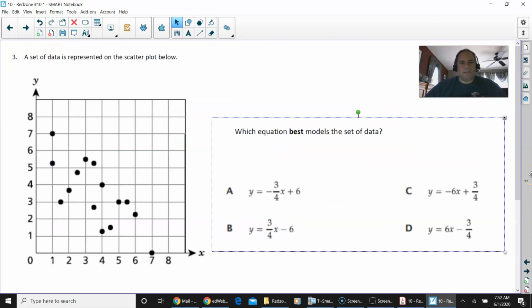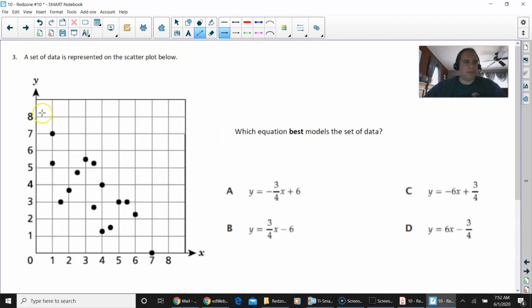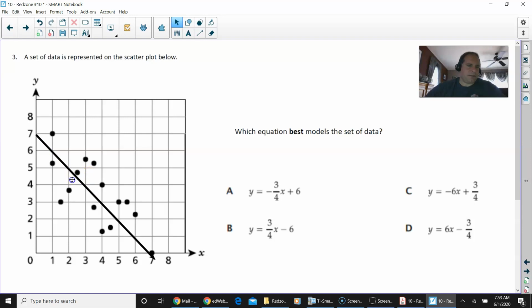So number 3 gives you another scatter plot, and it asks you which equation best models the set of data. First off, one step at a time. The first thing I do is to draw my line of best fit. I'm going to draw my line of best fit right about there, and I'm going to go through just like this. And that's my line of best fit, like trying to go through the center of all the points right there.